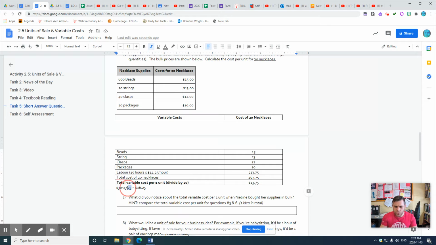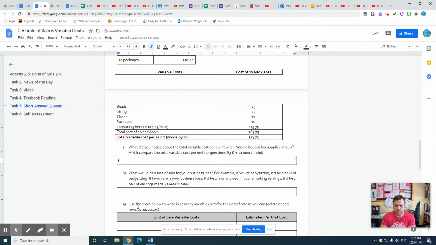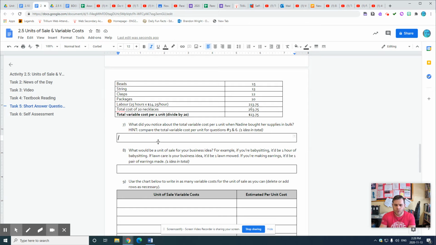So lowering your total variable costs is another way to increase your profits. So two ways to increase profit are you increase the selling price or you decrease your total variable costs. Those are the two ways. And that will help you answer question 8. Question 9, or a question that should help you answer question number 7.